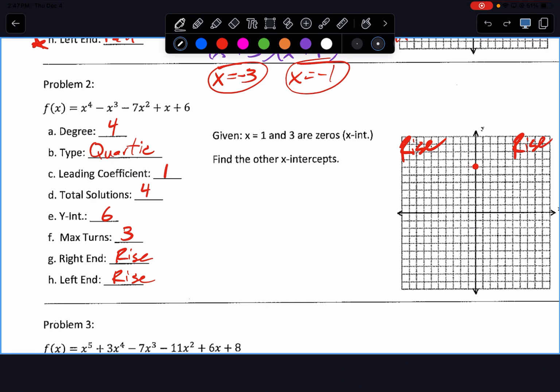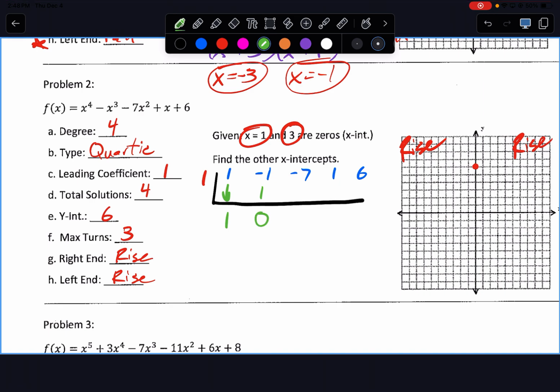Now we're going to do our synthetic division to find our other solutions. How many did they give us in this case? They gave us 2, so we're going to have to find 2 more. I also want you to recognize the degree is 4. One of our goals of synthetic division is to get it down to a degree of 2 so that then we can factor it or use the quadratic formula. So how many levels of synthetic division are we going to need to do? 2, probably 2. So we're going to put in our blue numbers, our coefficients, 1, negative 1, negative 7, 1, and 6. And then it doesn't matter which one we start with first, but we're just going to use 1.